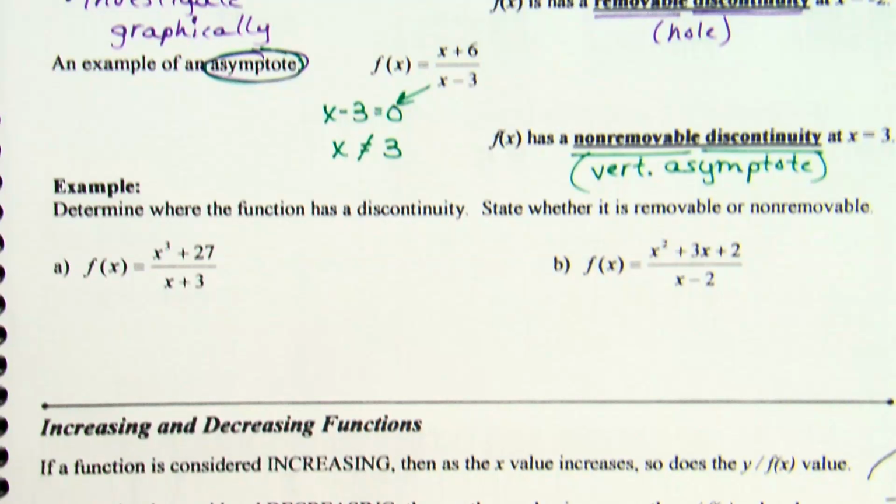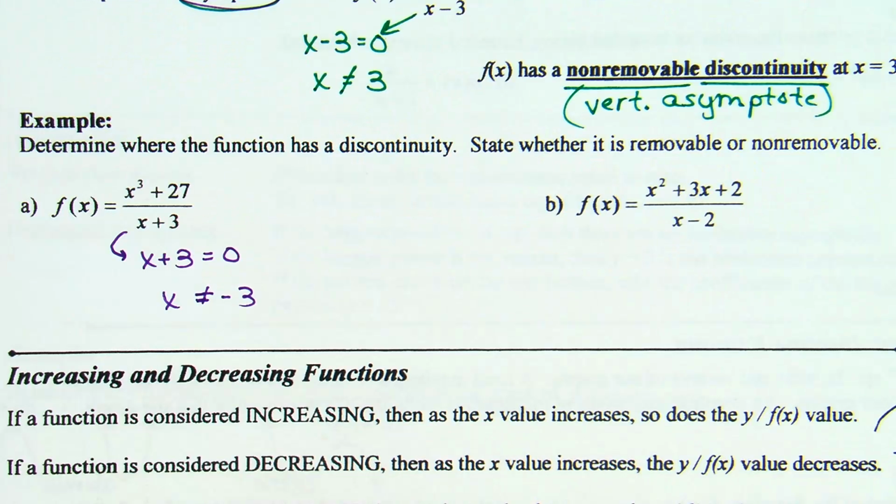Okay, we're going to set the denominator equal to 0. So x plus 3 equals 0. What do you do then? Subtract 3 over. And we know x cannot equal negative 3. So right now, I know that there is some type of discontinuity at x equals negative 3. That's the where.